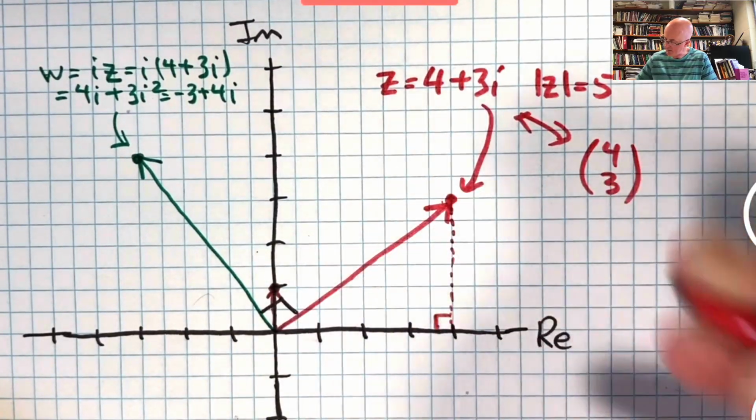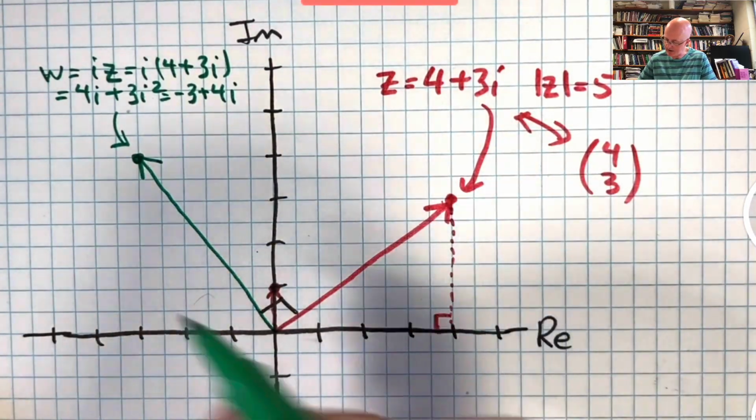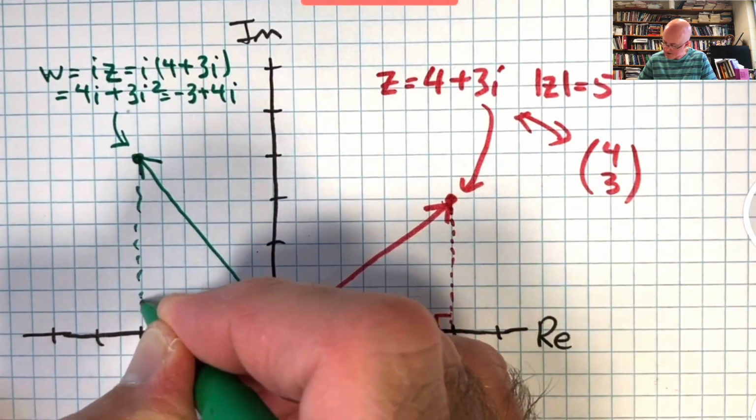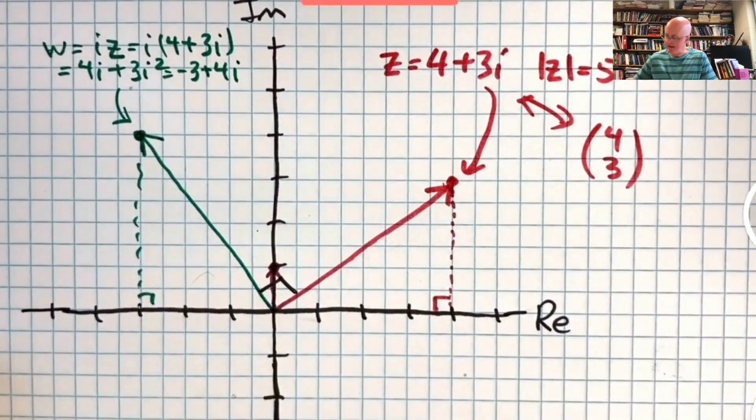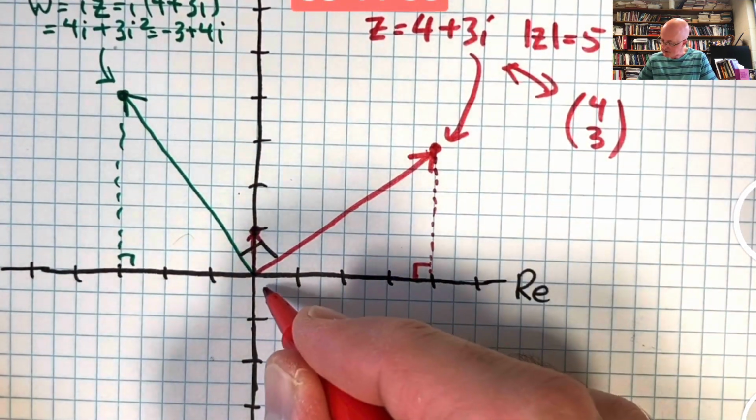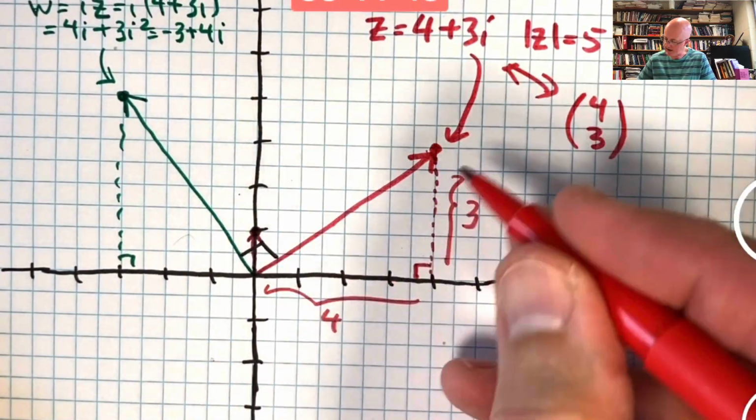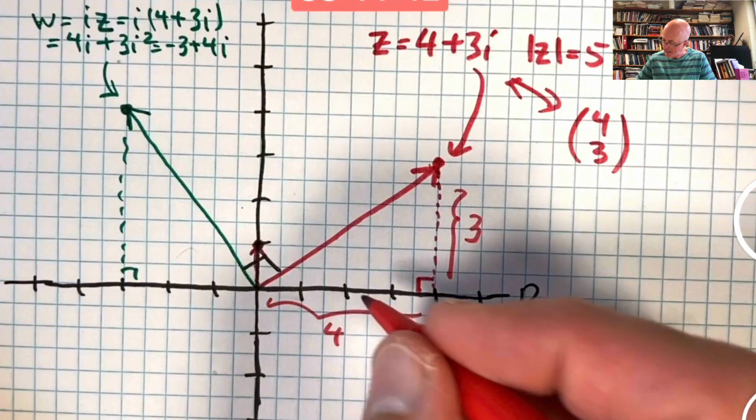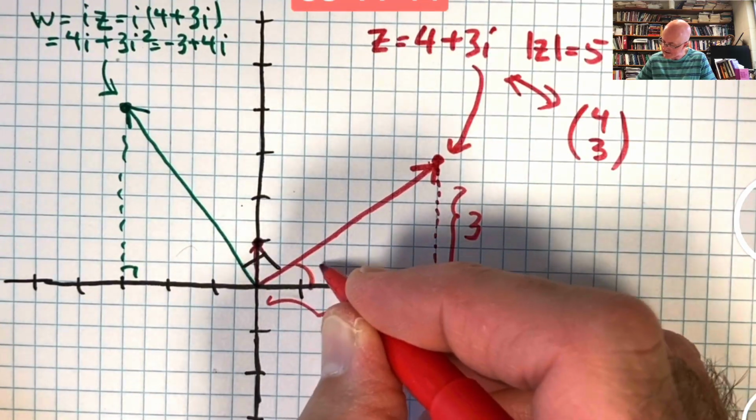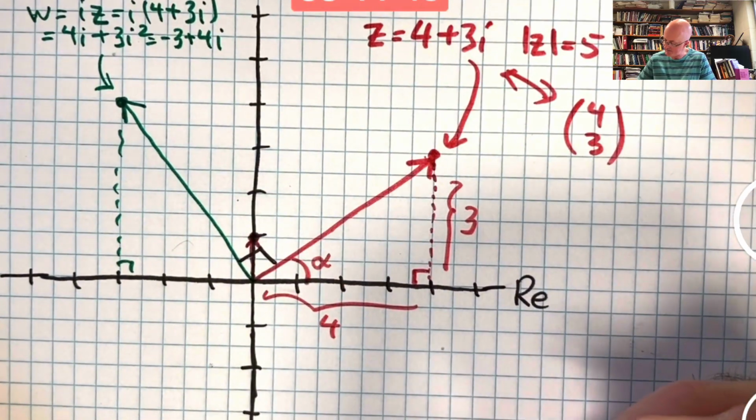I'll draw a couple right triangles in here. One right triangle there, one right triangle right here. Focus on this right triangle. This side has length 4, this side has length 3. Of course, the hypotenuse has length 5. And what is this angle? Let's label it with the Greek letter alpha.